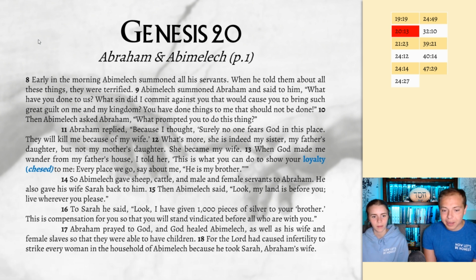They will kill me because of my wife. You see how Abraham's kind of deflecting here? Oh, it's because of my wife. She's attractive, and I didn't want to get hurt. And I was like, well, Abraham, where's your trust of God? You're judging these people because they don't fear God, and you think you're all high and mighty because you fear God, but your fear of God's not changing how you act. Where's your fear of God, you holy man of God?